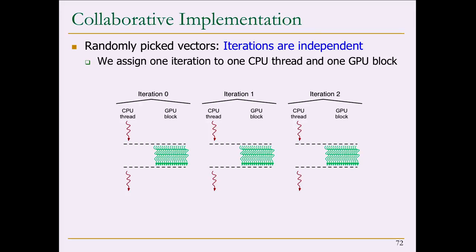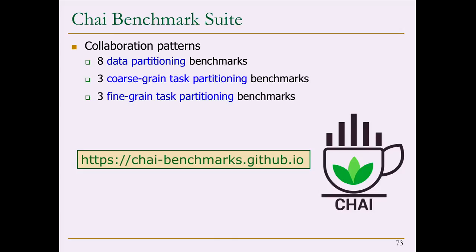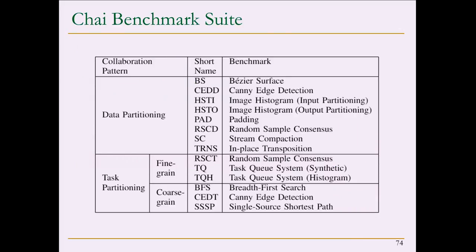I'm ready to finish. I just want to show you some more slides. You will have the slides, so you can take a closer look later. You can find some code examples for this kind of collaborative approaches in this benchmark suite. There are data partitioning, coarse-grained task partitioning, and fine-grained task partitioning. Here in this slide, you have a list of all the available benchmarks from different fields.